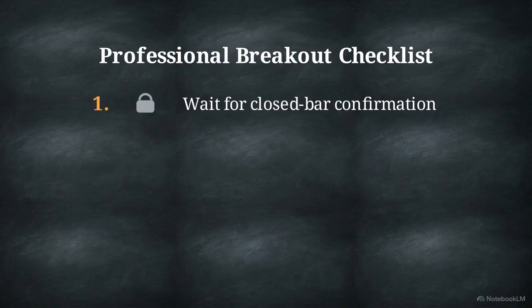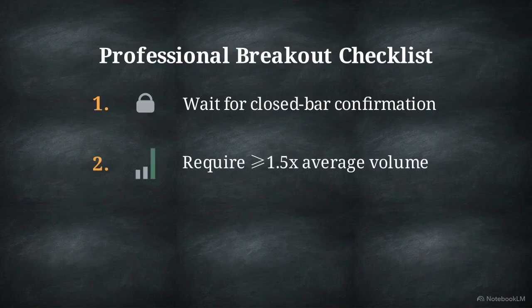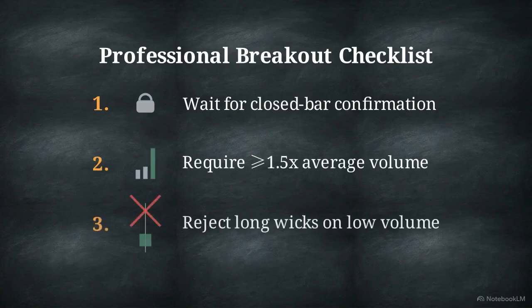First, wait for the candle to close. Second, require at least 1.5 times the average volume. And third, reject any breakout attempt that results in a long wick on low volume.